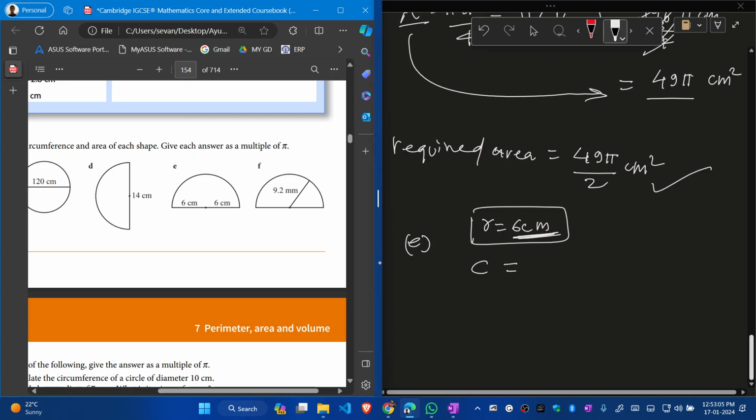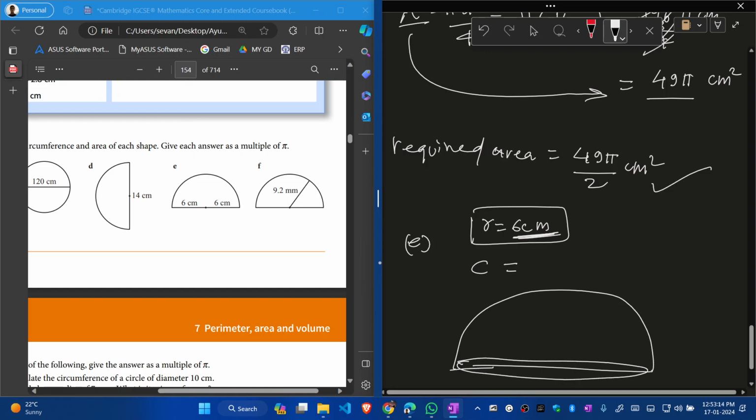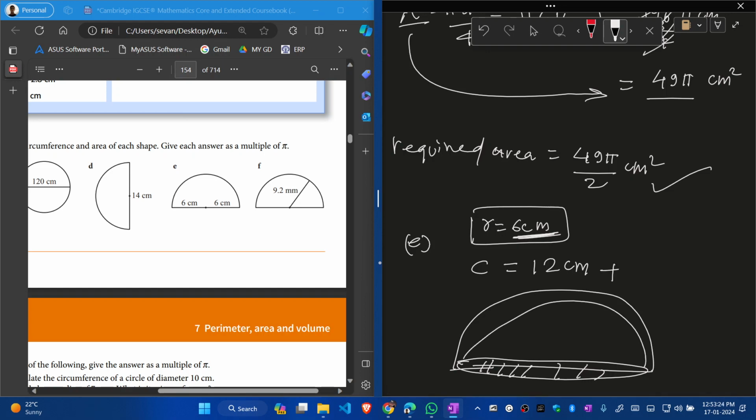So you can see this one, okay? The shape is like this. For circumference, this length will anyway be included. This has to be included anyway. So I can write beforehand 12 centimeter will be there. This one. Then I have to take the length of this one.